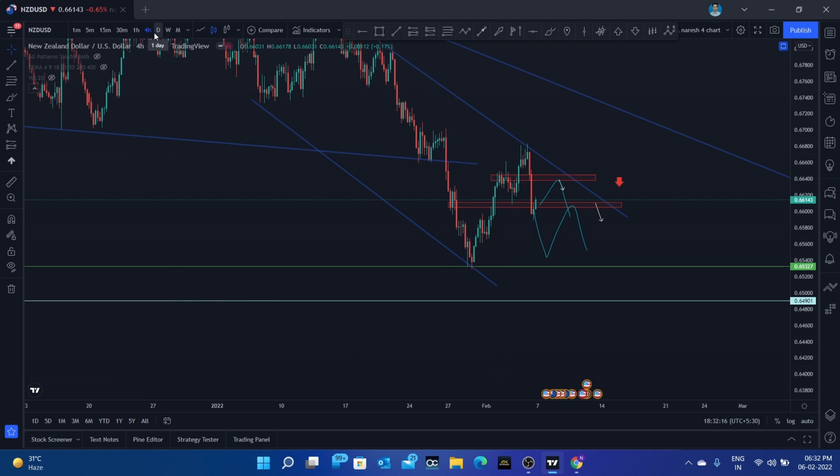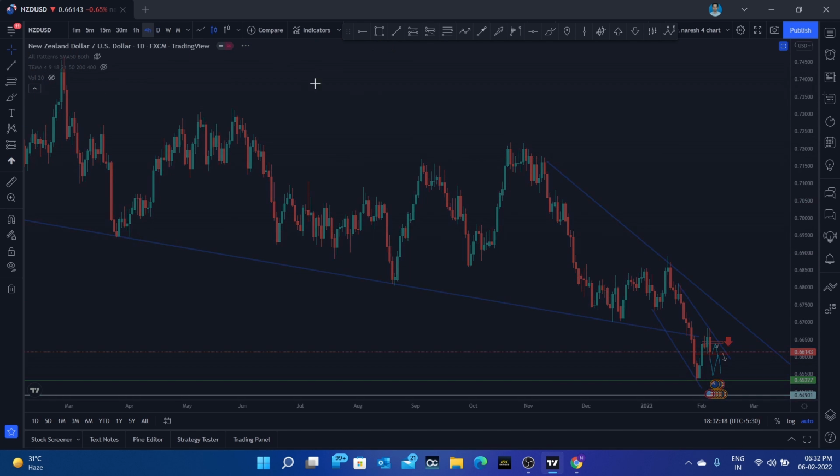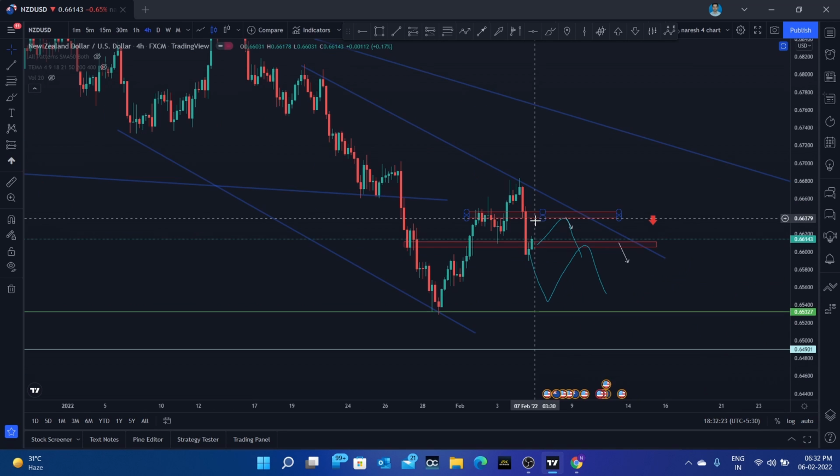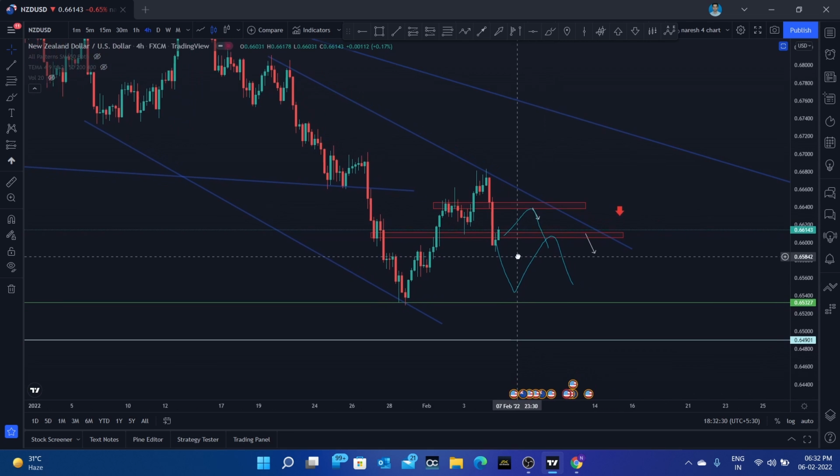So this week I'm looking bearish on NZDUSD because the major trend is down, and in the 4-hour also it is down. You can see the size of this candle, how well it is respecting this trend line, and see the size of the engulfing candle as well. So the major trend is bearish, guys.